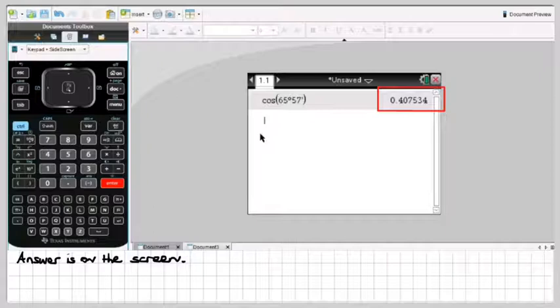You can actually regulate the number of decimal places you want. But we really only want these to 4, but that's outdone itself, hasn't it? The answer is on the screen. So we've just done cos of 65 degrees and 57 minutes in style, haven't we?